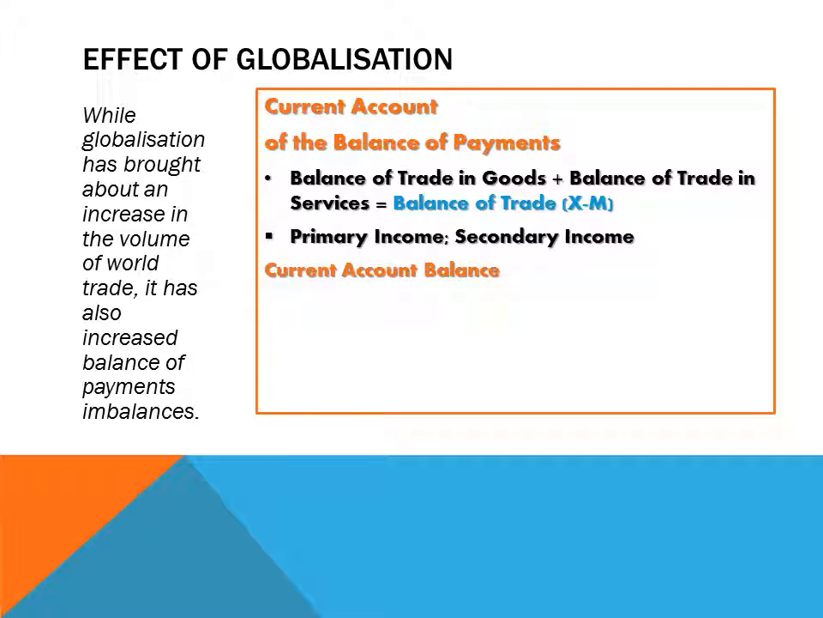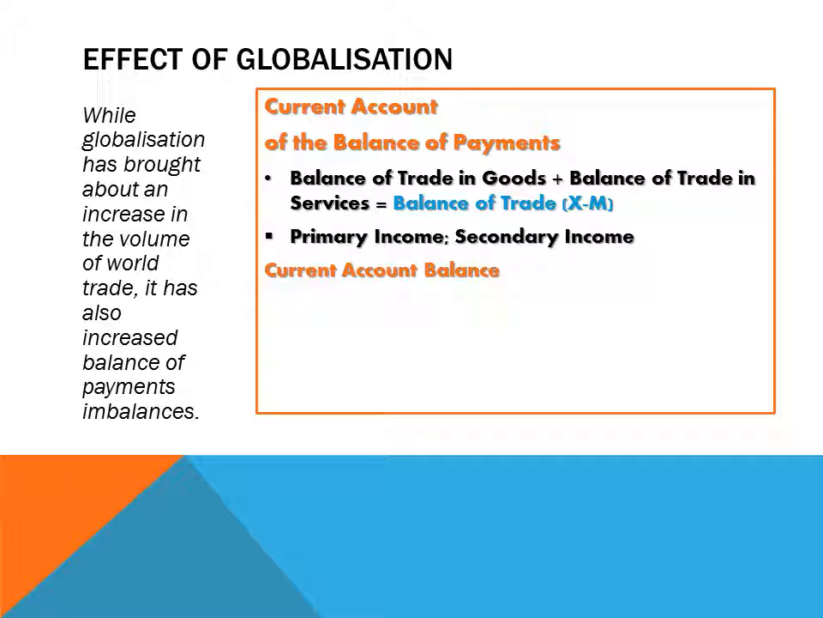It comprises the balance of trade in goods and the balance of trade in services, which together make up the balance of trade, X minus M. And immediately you can see how that relates to aggregate demand, and therefore you can consider how it affects our other macroeconomic variables, because the balance of trade is a huge component of the aggregate demand equation, C plus I plus G plus X minus M.